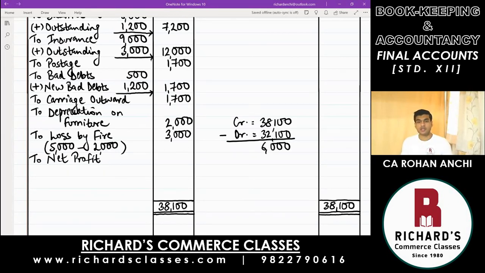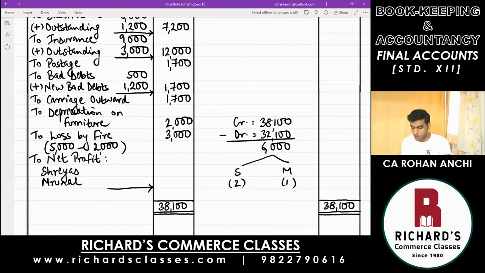But 6,000, remember, belongs to two people. Okay, Shreyas and Mrunal. So this 6,000 has to be distributed and given to the two people. So net profit, write down below that Shreyas and Mrunal. And now we need to find out how much is the profit belonging to both these partners. So what you will do is take that 6,000 and divide it for the two partners in their profit sharing ratio given in the last line. 2:1. So 2 parts for Shreyas, 1 part for Mrunal. Totally the profit has to be divided by 3 parts. 6,000 divided by 3. How much is that?